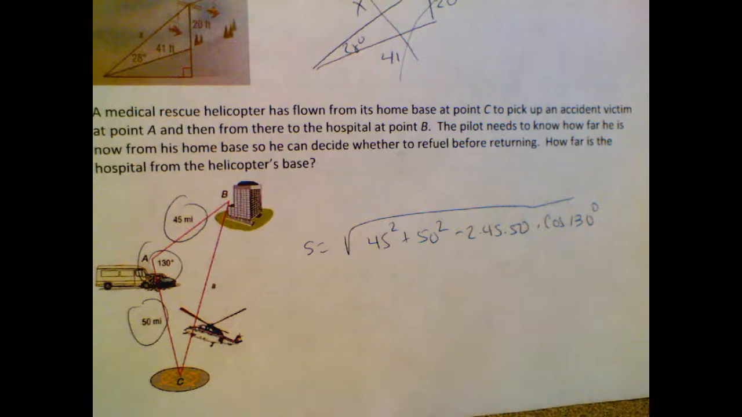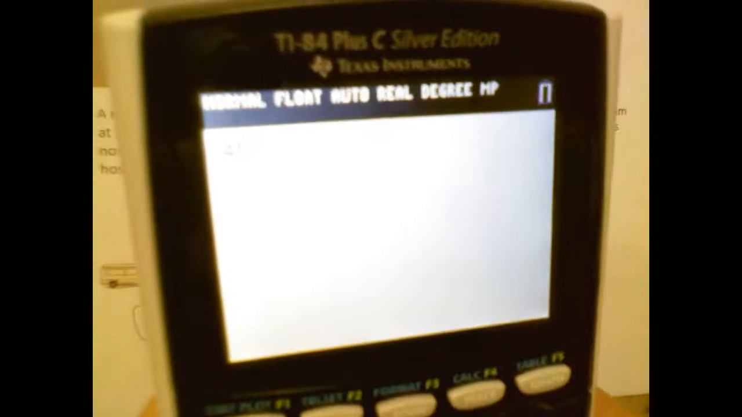So it's side squared plus side squared minus 2 times side times cosine of 130. So we're going to punch that in the calculator. Square root of 45 squared.